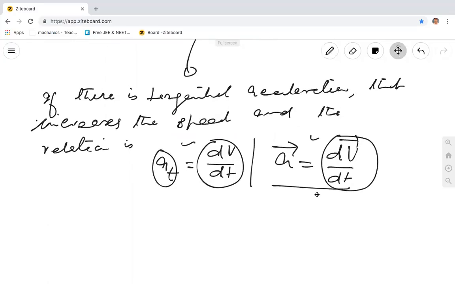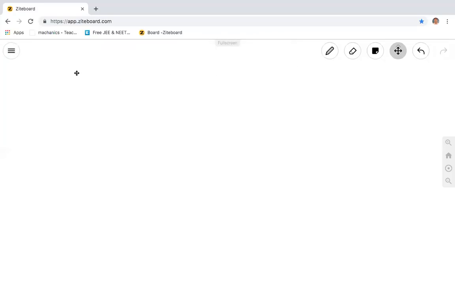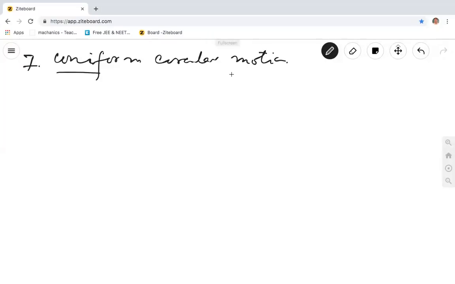Okay, let me go to the now important point, that is the seventh point. Uniform circular motion. Let me tell you what uniform circular motion is. Let me speak for a while, then I will write it. Circular motions are very common in nature. Like Earth revolves around the sun, like an electron revolves around the nucleus, like you can tie a stone to a string and whirl the stone around your head. The moon revolves around the earth.